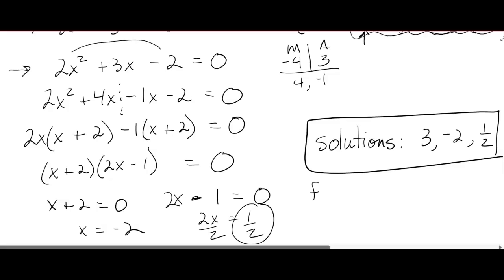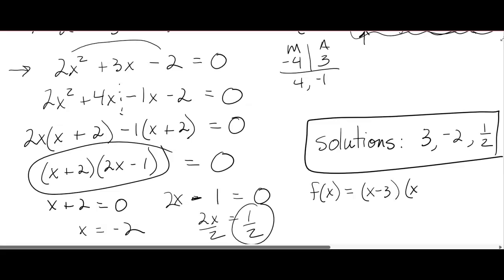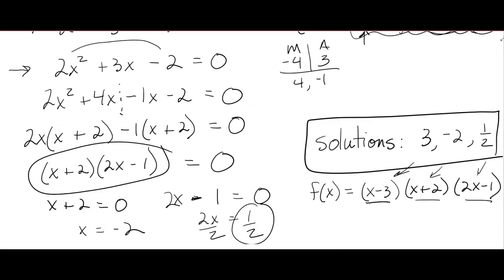It means that polynomial f of x was equal to x minus 3 times x plus 2 times 2x minus 1. So see, I have linear factors here, and I got them all factored, and I was able to find the solutions, 3 and negative 2 and 1/2, based on the zero product principle. So hopefully you think that's pretty cool. But that is the factor theorem right there.